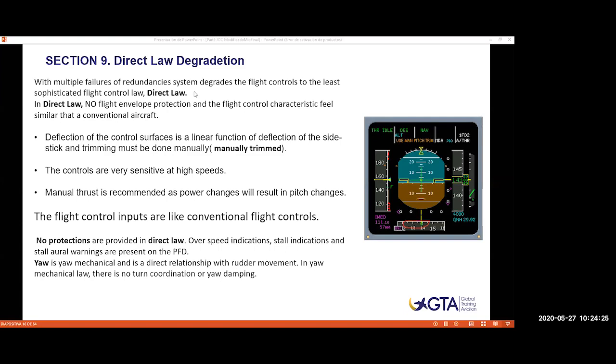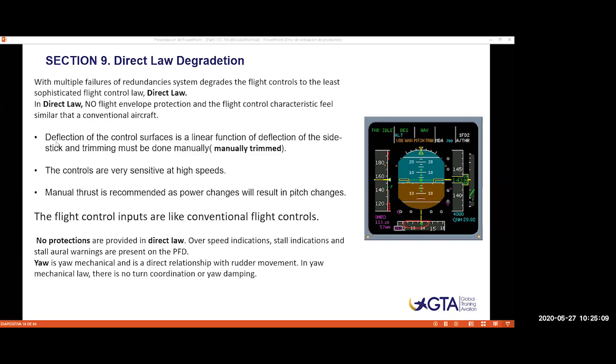So to clarify, we have normal law with all the protections. When there are some malfunctions, we degrade to alternate law. And when there are many more, we reach a worse situation, which is direct law degradation. Remember that in direct law there is no flight envelope protection. We don't have protections, and the flight characteristics of this aircraft are similar to a conventional aircraft.